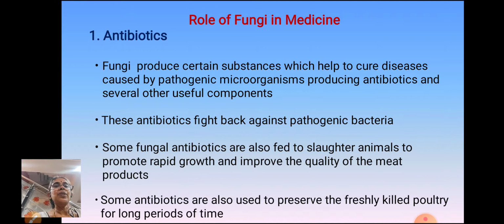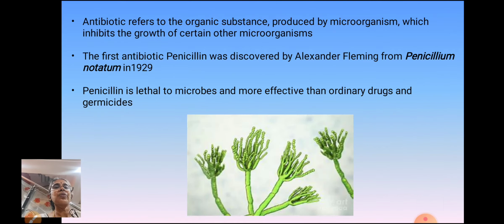Fungi produce certain substances which help to cure diseases caused by pathogenic microorganisms, and these substances are called antibiotics. These antibiotics fight back against the pathogenic bacteria. Not only does it kill the pathogenic bacteria, some fungal antibiotics are also fed to slaughter animals to promote rapid growth and improve the quality of the meat products. Some antibiotics are also used to preserve freshly killed poultry for long periods of time.